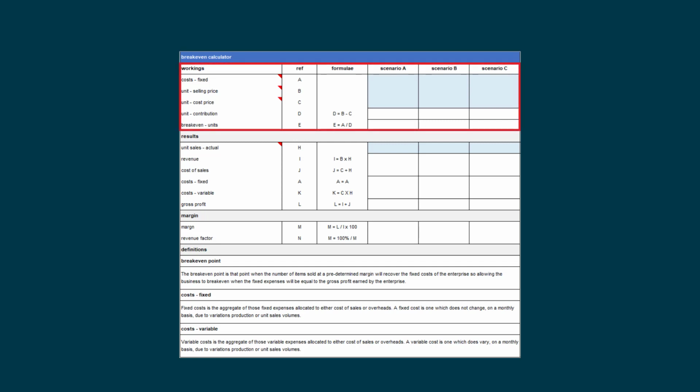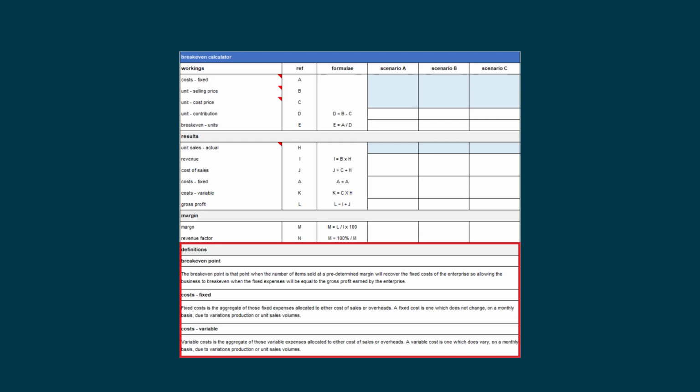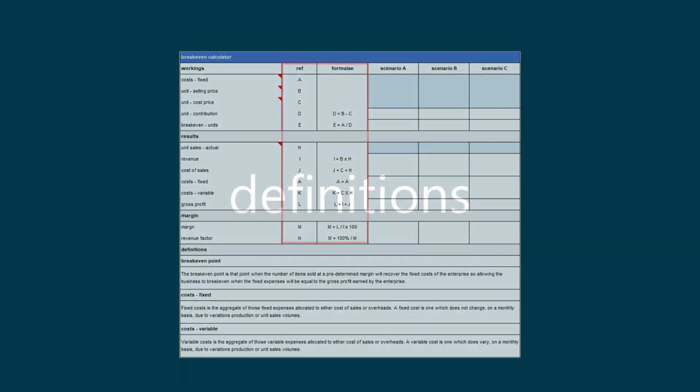Workings is where you enter the scenario data. Results is where the break-even results from each scenario are calculated. Margin explains the margin formula and its relationship to what is called a revenue factor. And finally, the definitions section defines what needs to be understood in a break-even calculation. You'll notice that each line has a reference explaining the various formulas.